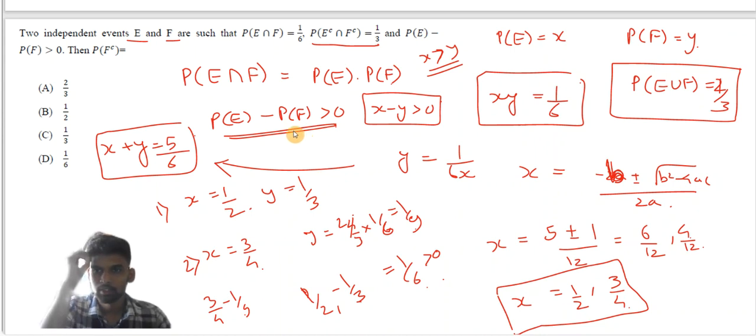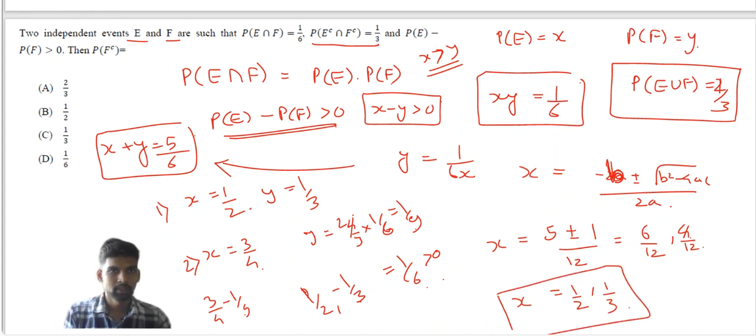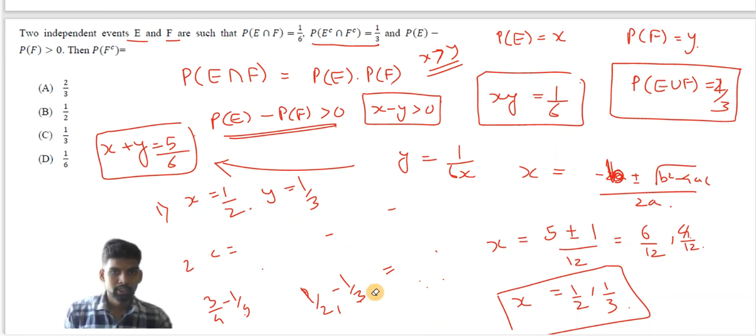I did some blunder. Wait. Yeah, so 4 by 12 is nothing but 4 ones are 4, 4 threes are 12, so it is 1 by 3, not 3 by 4. That's why I was thinking why this absurd answer is coming. So it is 1 by 2, 1 by 3. For the second case you can verify.